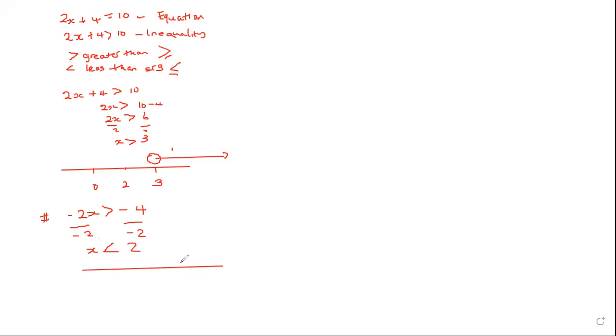Let's say our 0 in this case is there. We indicate this is 0. Let's say this is our 2. We put a circle there.